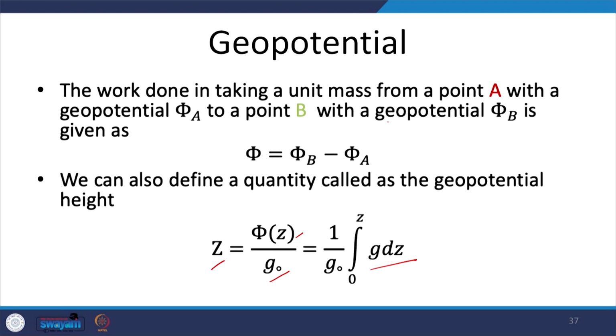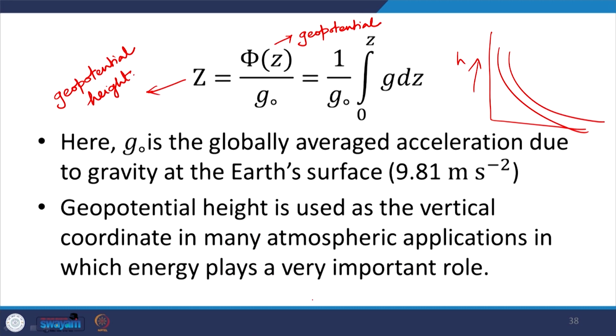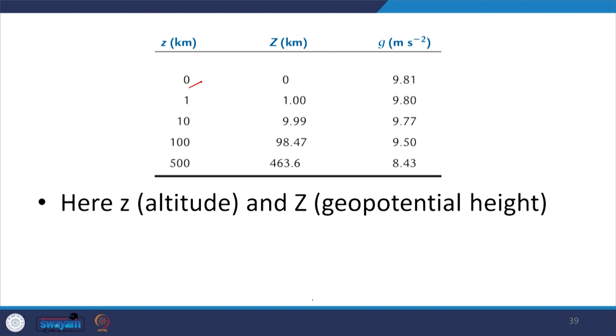So, that has been used in defining the geopotential height like this, and if you use it for defining the vertical coordinate, small z is the distance in kilometers and capital Z is again distance in kilometers, but this time this has been normalized with g naught. What is g naught? g naught is 9.81 meters per second square.